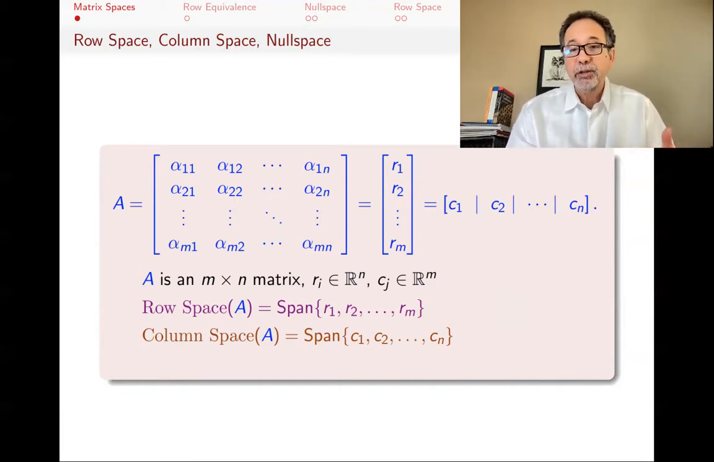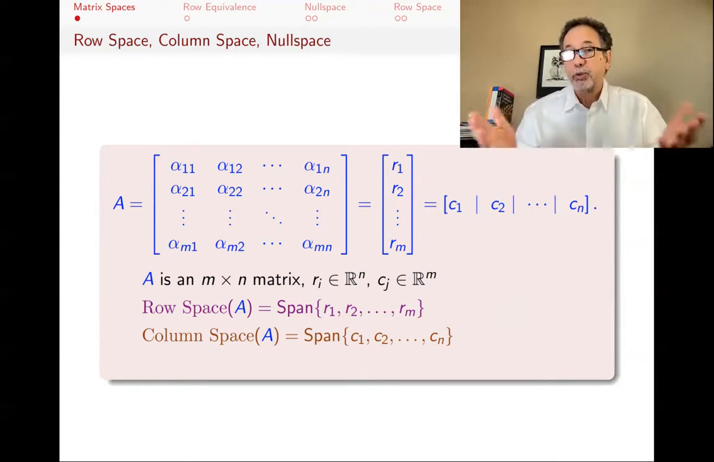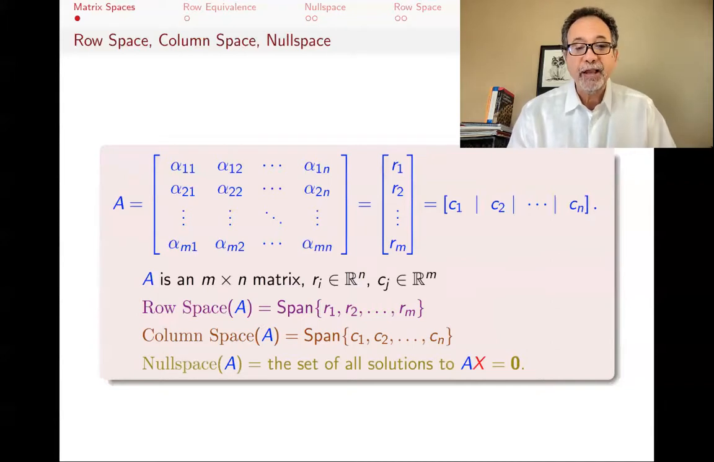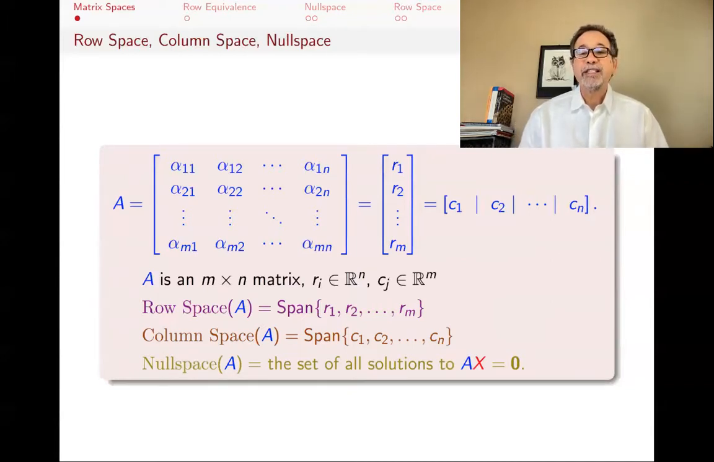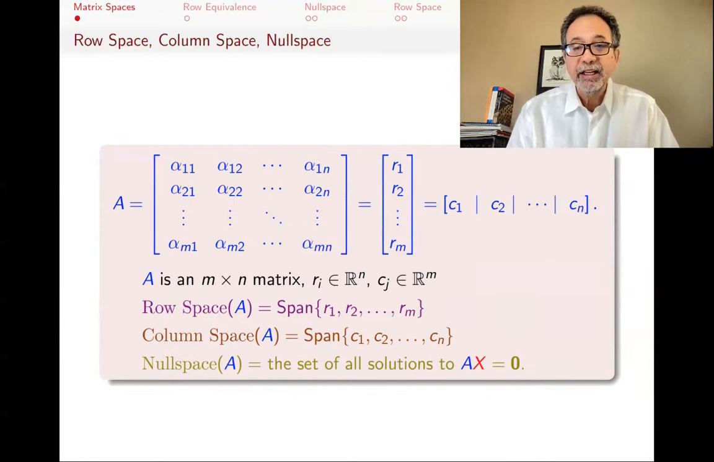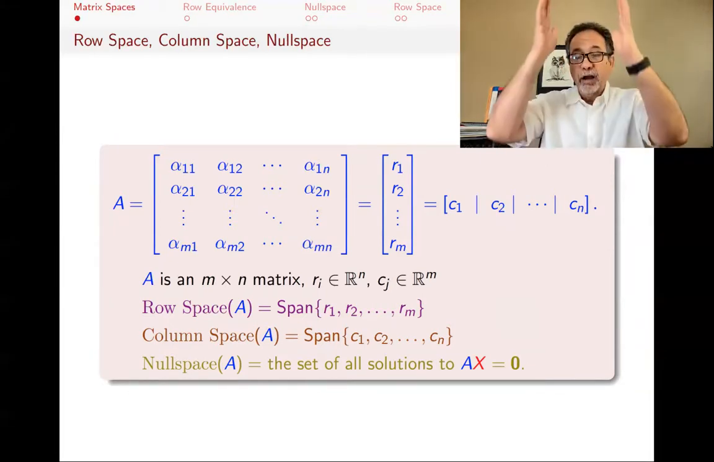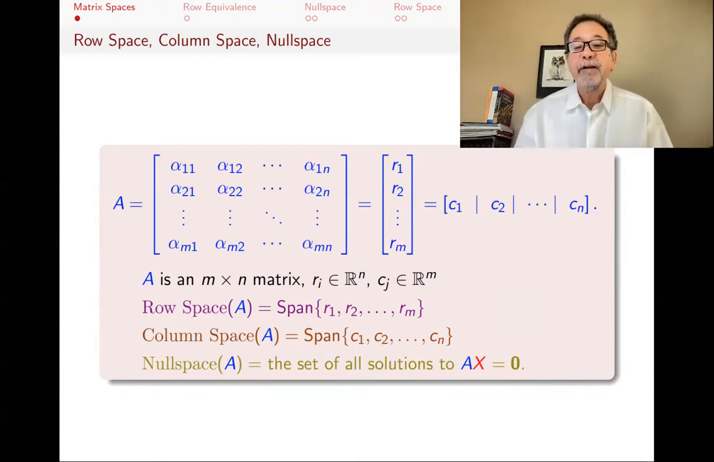Among the elements of the column space are the columns of the matrix, but there's more than that. You can add two columns. You can multiply a column by 5 and subtract 3 times the other one. All of those kinds of vectors you can get are in the column space. Finally, the null space of A is the set of solutions to the homogeneous system of linear equations AX = 0, where X is a column vector of unknowns. The set of solutions to that is called the null space of this matrix.